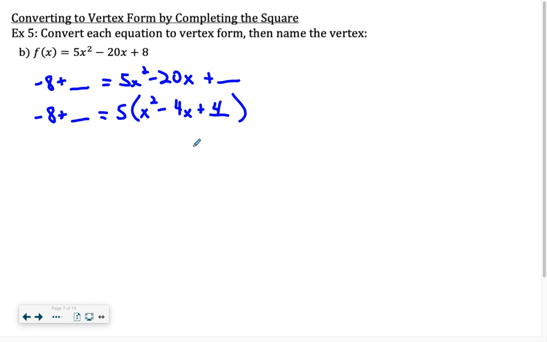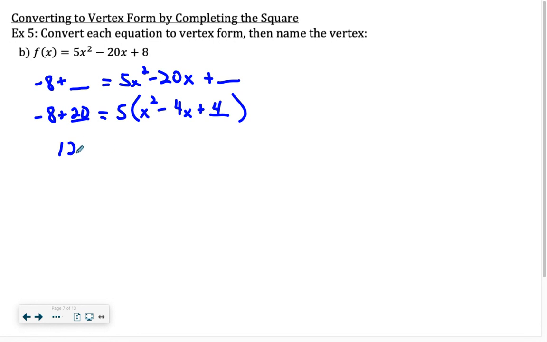So now I want to add that same value to this side, but I'm not adding 4. I'm adding 5 times 4. So over on this side, I would add 20. Okay, we've got to be careful of something like that. If our leading coefficient is not 1, we need to make sure that we're adding the correct value to this side. In this case, that would be 20.